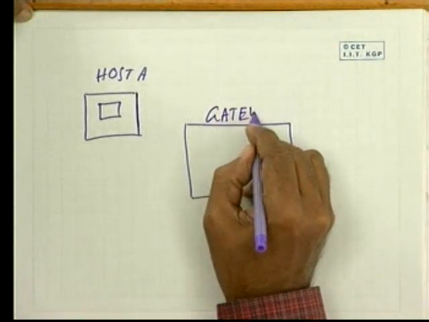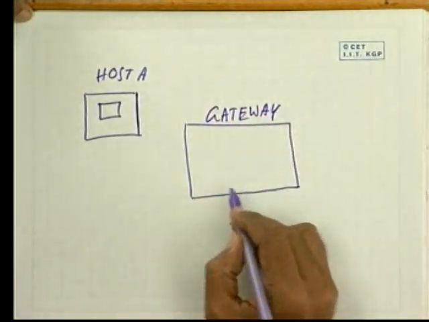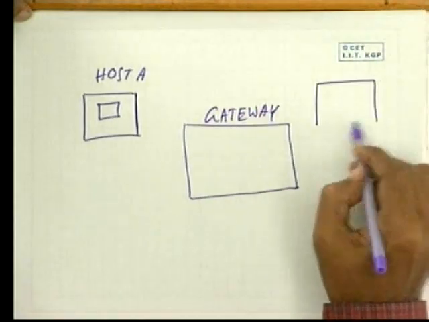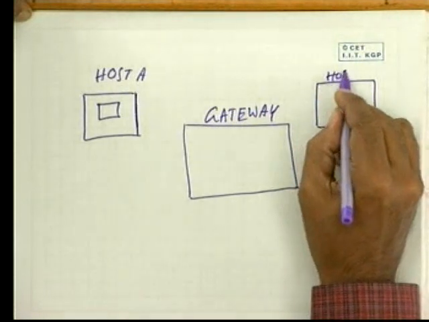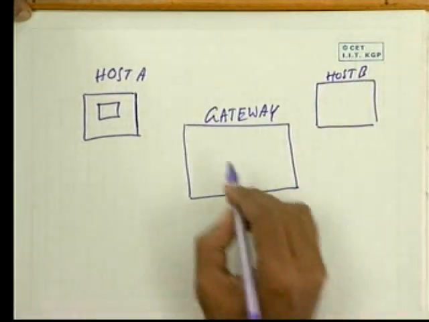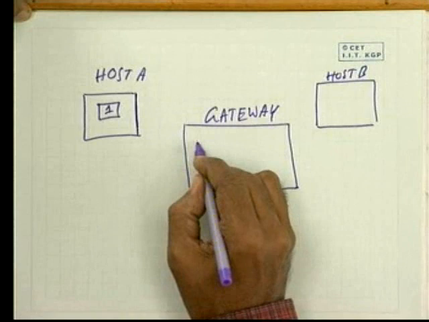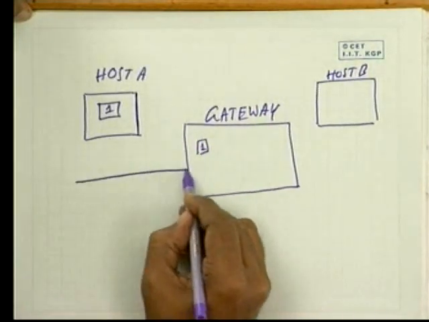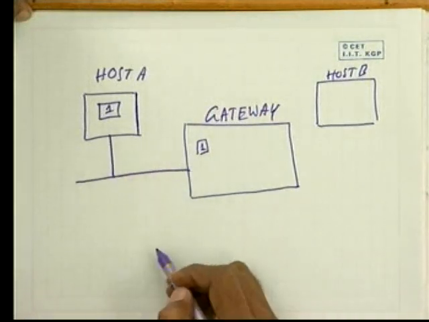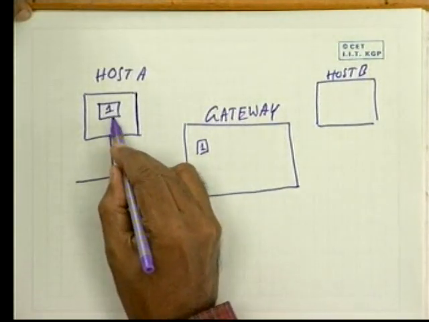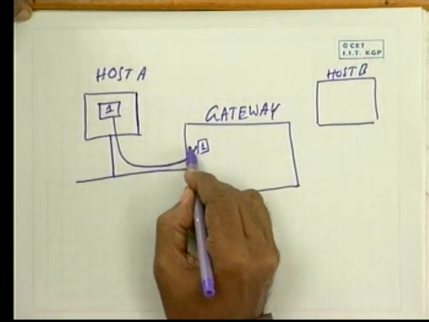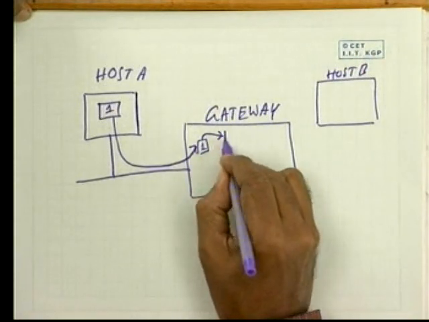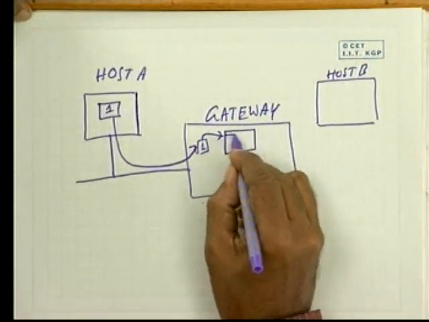This gateway acts as some kind of mailbox, and here you have got another host, host B. So 1, and here you have got 1. First, both of them are connected to the network. Through the network, this one sets up a link to this, and it can send email, which is stored in a buffer or mailbox.